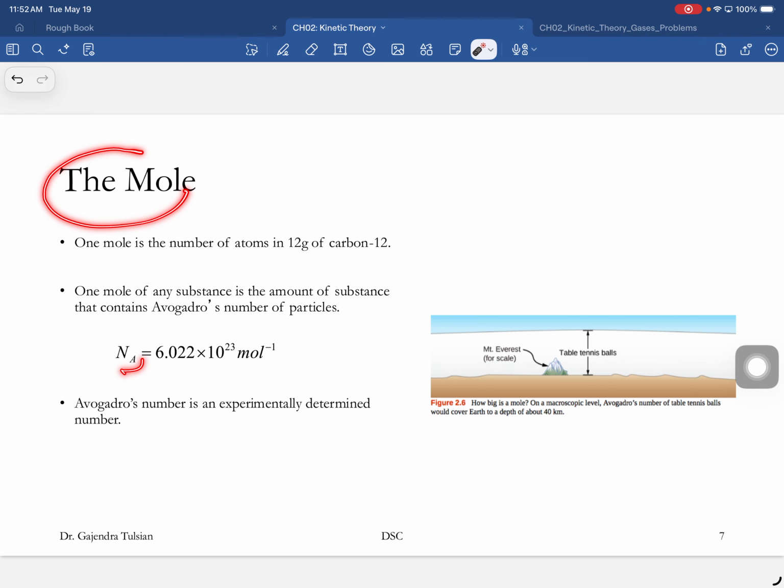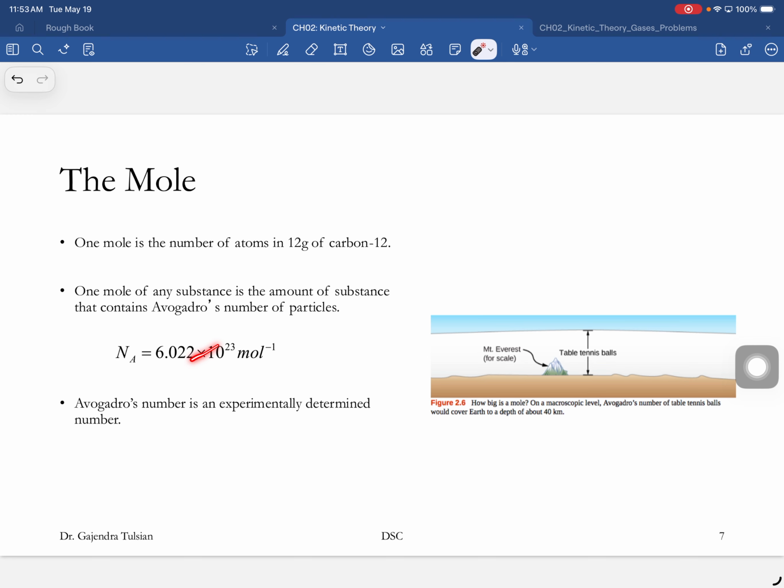The mole is Avogadro's number, and as you all know, it's 6 times 10 to the 23 per mole. 1 mole is the number of atoms in 12 grams of carbon-12. That's the definition, and carbon-12 is the isotope you take. Naturally occurring carbon has a little bit of carbon-14 in it as well. But if you take 12 grams of carbon-12 isotope, you'll have that many carbon atoms.